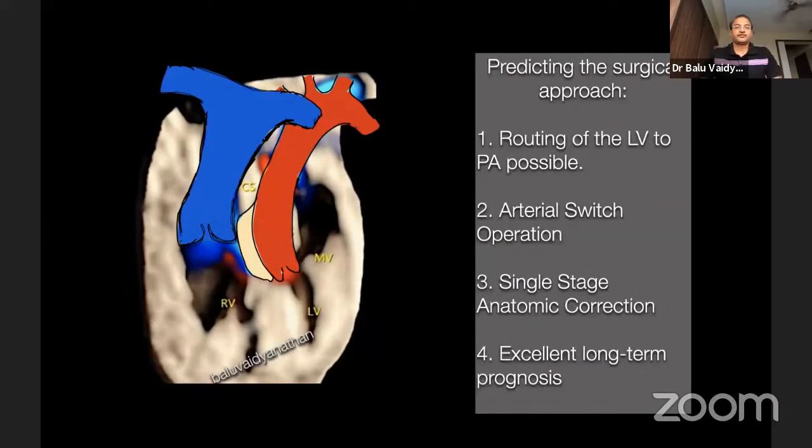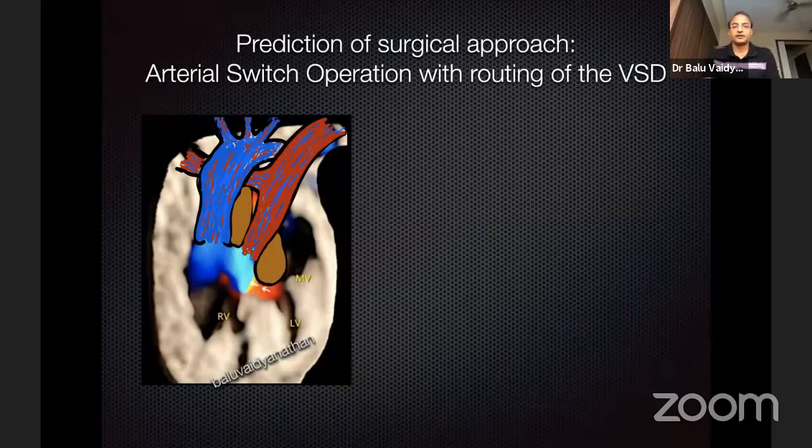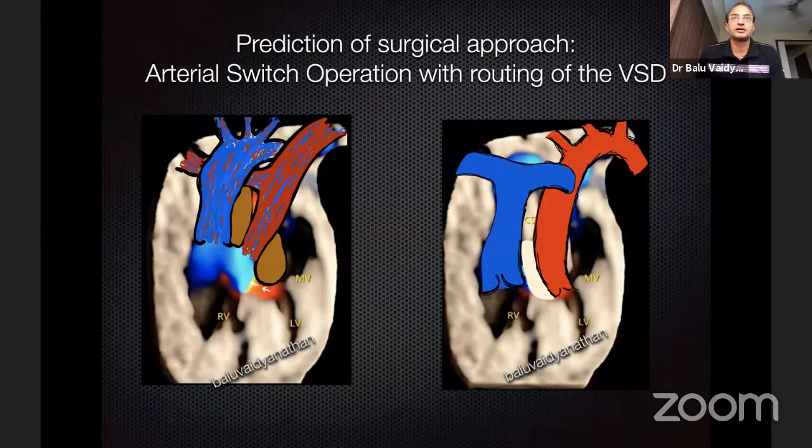So here it is possible to route the LV to the PA and complete an arterial switch, and thus a single stage repair is possible here. So a heart which looked like this can be converted into a completely normal heart, and this entire thing can be predicted using the imaging techniques which I showed.